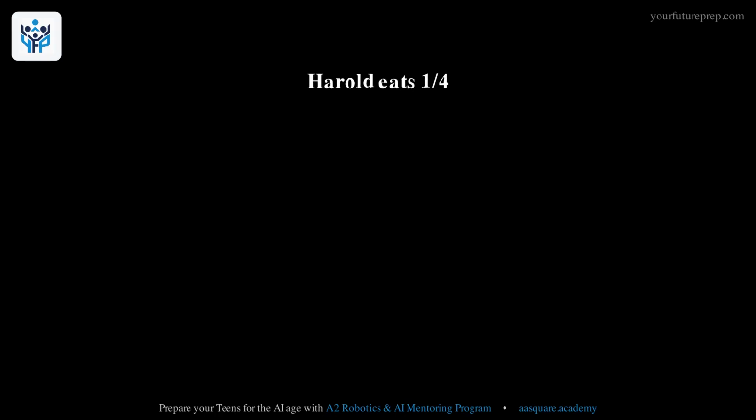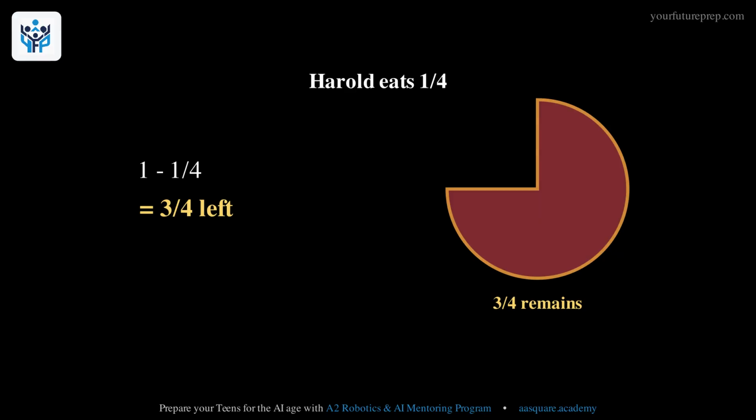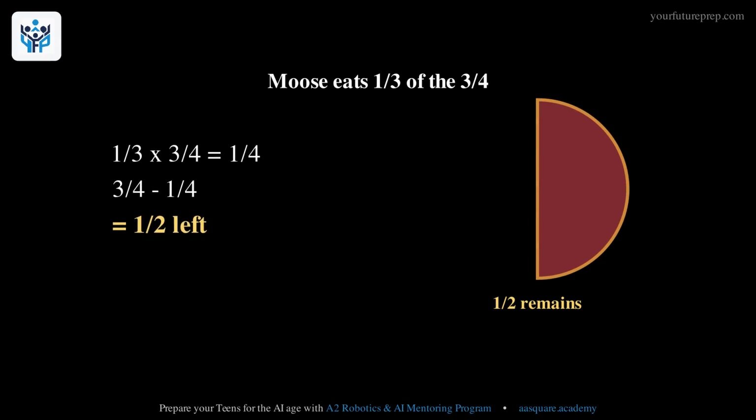Let's start with the whole pie. Harold eats 1/4 of it, so the fraction left behind is 1 minus 1/4, which is 3/4 of the original pie. Next, the moose eats 1/3 of what is left. 1/3 of 3/4 is 1/4. So 3/4 minus 1/4 leaves 1/2 of the pie.